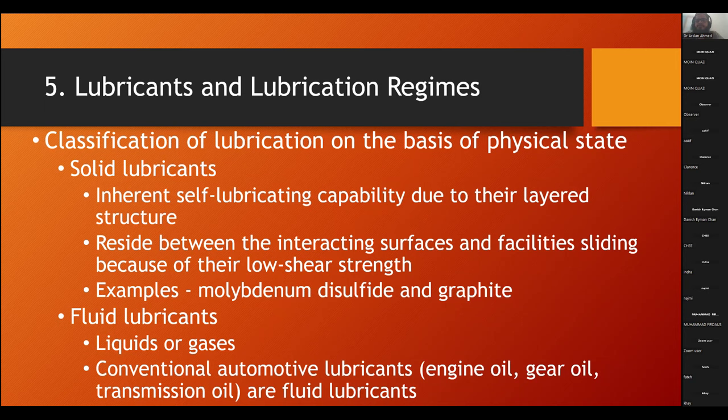Solid lubricants have an inherent self-lubricating capability due to their layered structure. One of the solid lubricants is graphite, and graphite is generally very easily available. If you see the bonds between the layers of graphite, you can see that the layers can easily slide over one another, and that is why they reduce the friction. So solid lubricants are quite good at reducing friction, and they do not create the kind of mess which a liquid lubricant makes when we want to throw it away, or when we have used it.